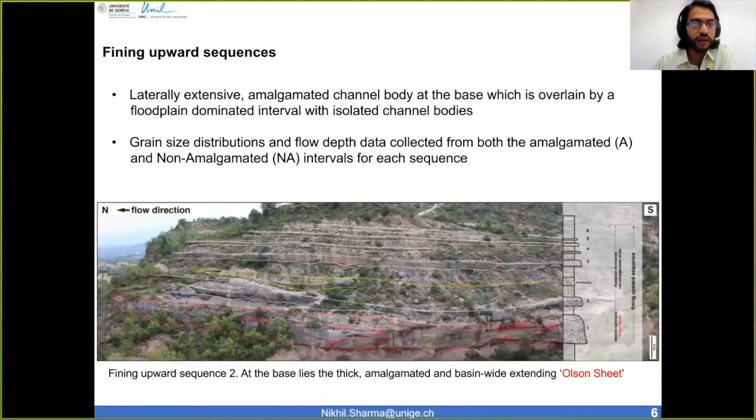So we've been in the field and we have mapped out what we call fining upward sequences, where each fining upward sequence has this thick, laterally extensive amalgamated channel body, which is 10 to 15 meters thick. Above this amalgamated channel body lies a floodplain dominated interval with isolated channel bodies, which are much thinner. And for each of these sequences, we have collected grain size distribution and flow depth data from both the amalgamated and the non-amalgamated intervals.